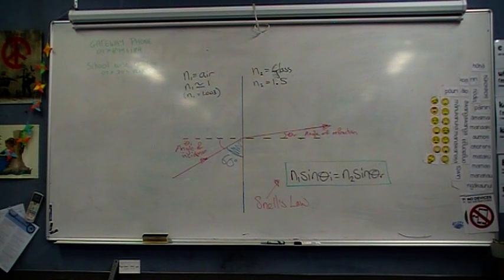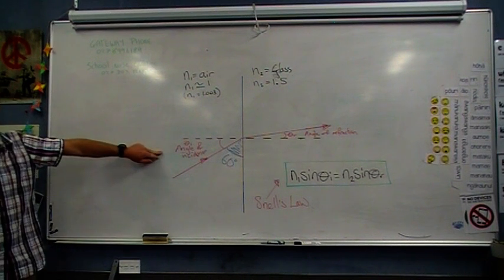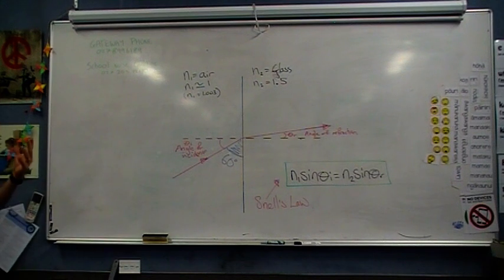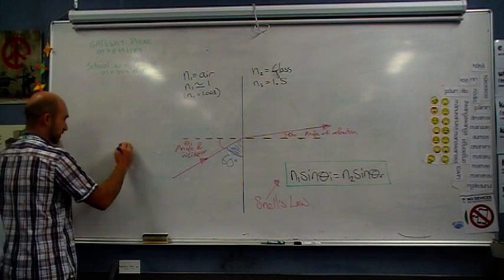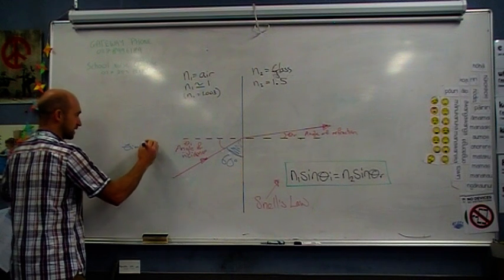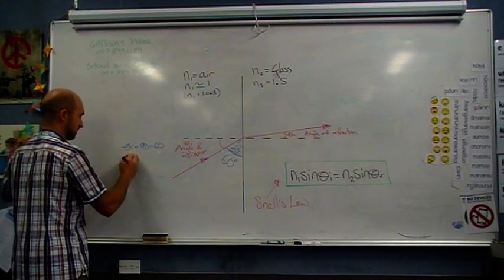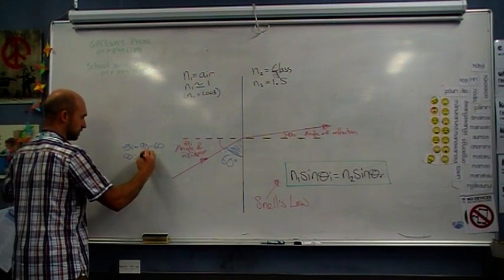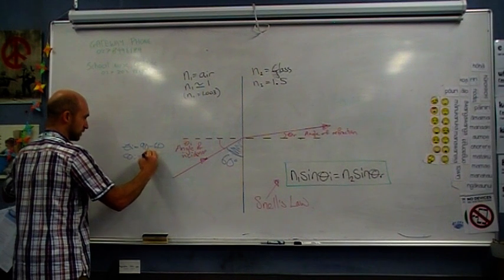It's not the angle of incidence. So how would we work out the angle of incidence? If we know that, from 90. So theta I is equal to 90 minus 60. Theta I is equal to 30.